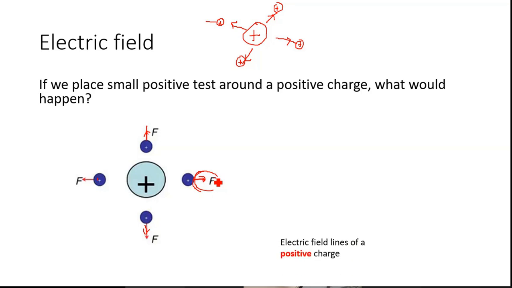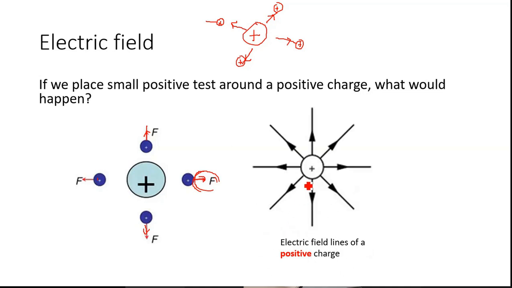So we can draw the electric field lines of a positive charge. It will be like this. This is the positive charge, and this is the arrow that represents the direction of electric force. We can conclude that the electric field lines are directed away from a positive charge.